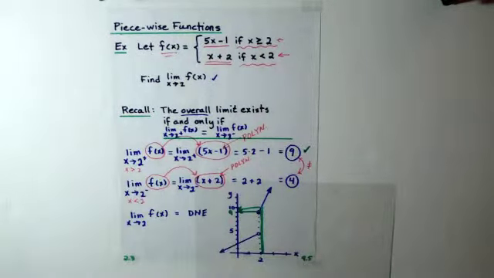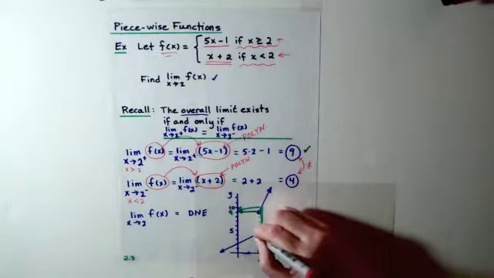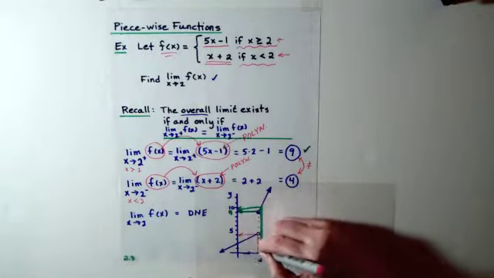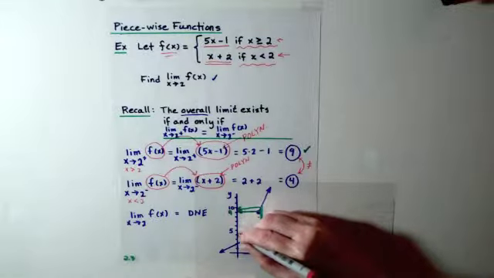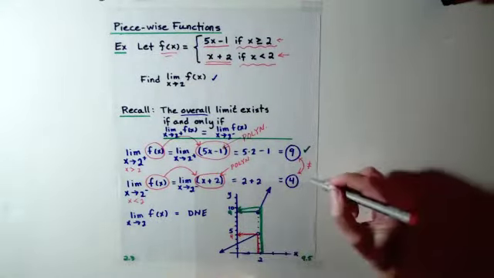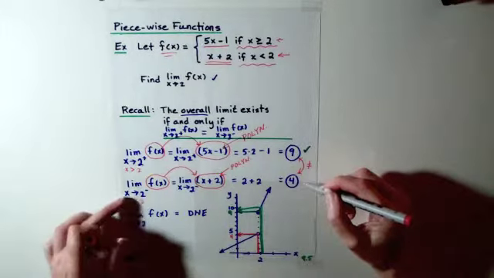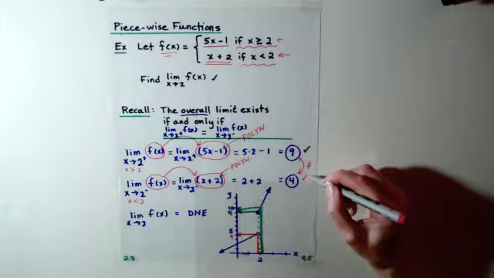If I were to look at the limit as x approaches 2 from the left, I would go up to my graph and over to the y-axis, and the closer I get to 2 from the left, the closer my outputs are collecting around the number 4. And so the limit of this function as x approaches 2 from the left is equal to 4.